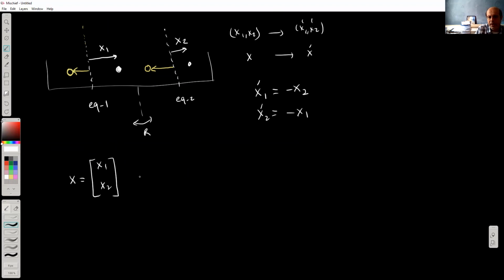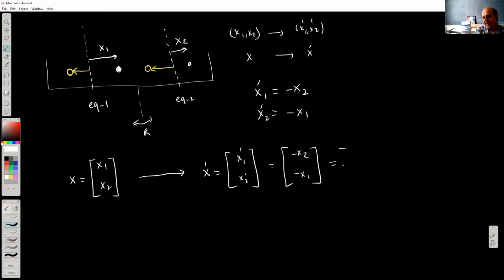Okay. So this is transformed into a new vector x prime, where the individual coordinates are equal to minus x2 and minus x1. Okay, but you can easily see that this is basically this matrix applied on x1, x2. Okay, so this is my representation matrix. So let me call this D(R).